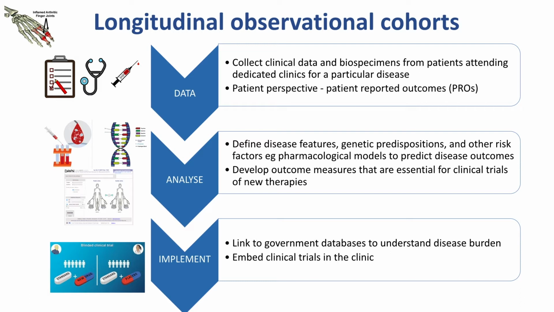So that's allowed us to define outcome measures, clinical features, and genetic predispositions to predict what's going to happen. That may include even pharmacological models of how people handle the medications that they take. And we've even been able to link this data that we've collected to government databases to help us really understand the costs and burdens of these diseases. And we've even been able to embed clinical trials within our clinics.